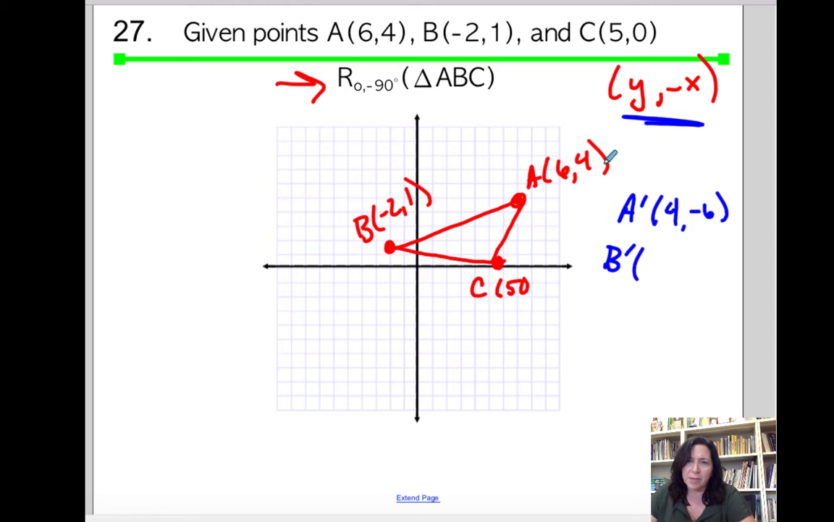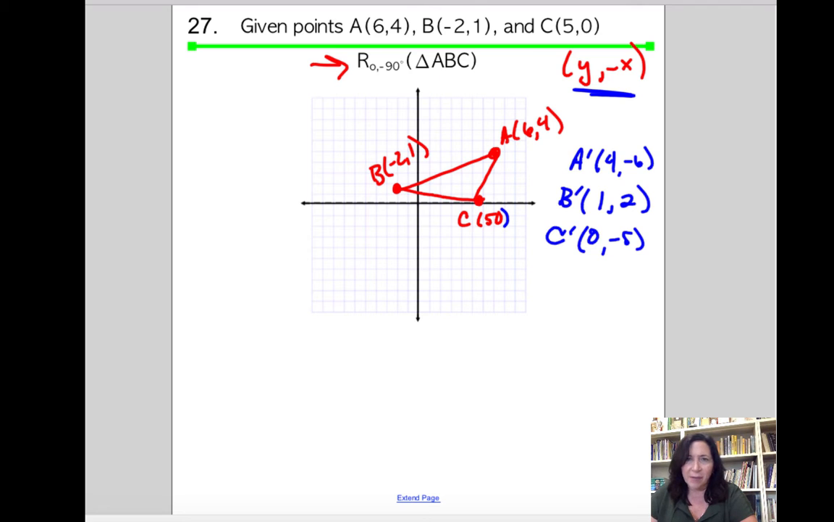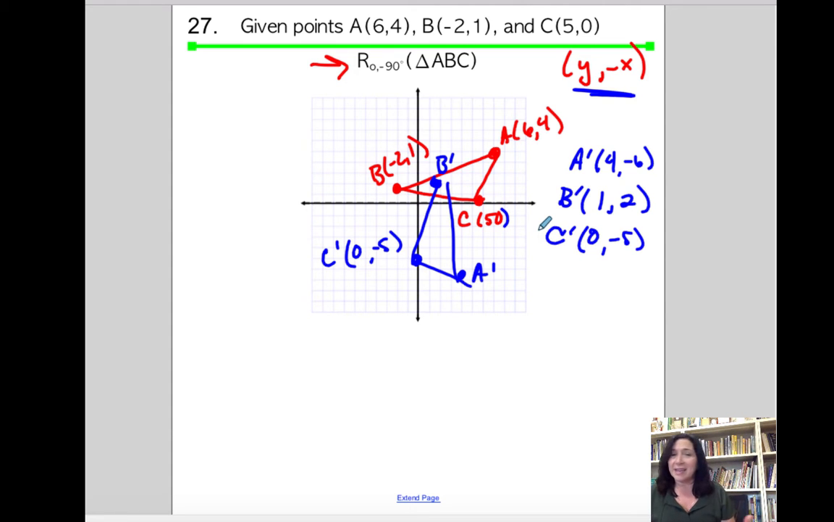B prime will be y, -x. So it'll be 1 and the opposite of x, which is going to be 2. And C prime is going to be y, -x. So that's going to be y, which is 0, and then -5. So that's going to give me my rotation, -90 degrees, about the origin. So here we go. 4, -6. So here's A prime. 1, 2. Here's B prime. And C is 0, -5. And so that's 0, -5, and that's C prime. So this is my new picture, and that's my triangle that's been rotated -90 degrees.